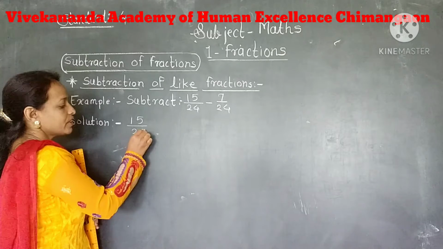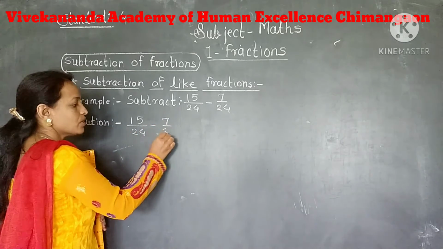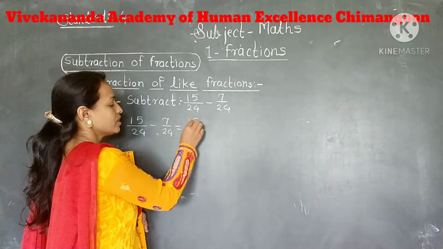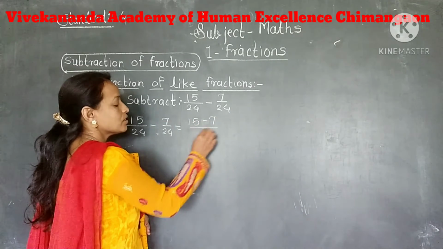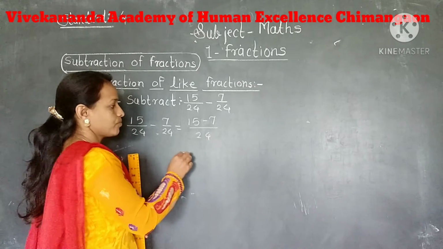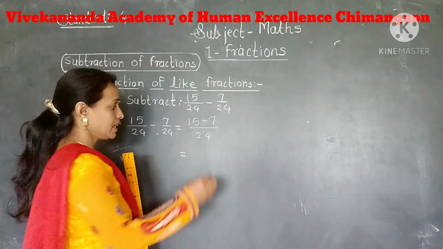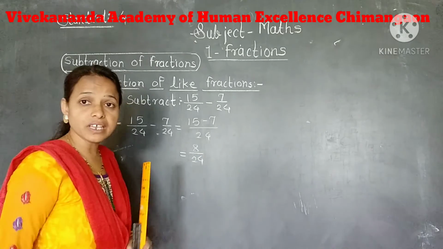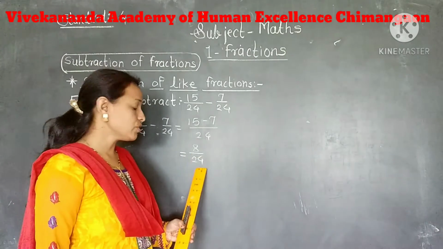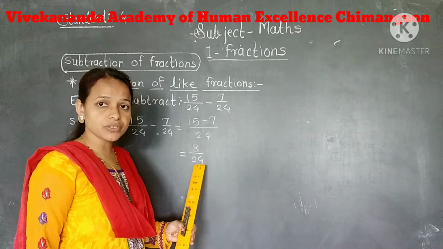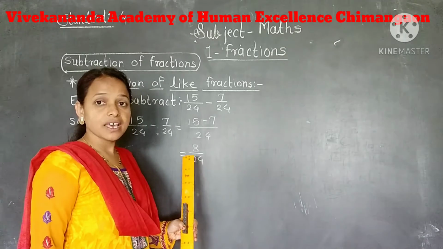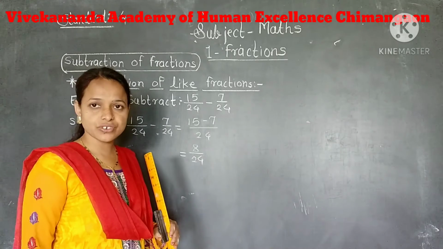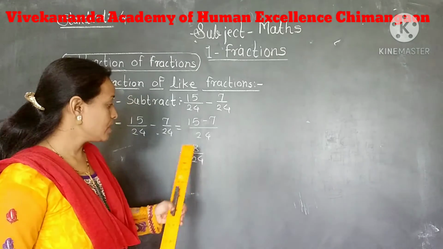15 upon 24 minus 7 upon 24. So we subtract its numerator. 15 minus 7 upon 24. 15 minus 7 is 8, so 8 upon 24. Now we get the answer 8 upon 24. But we have to reduce it into lowest terms, and for that we have to find its HCF. So by the prime factorization method we find its HCF.